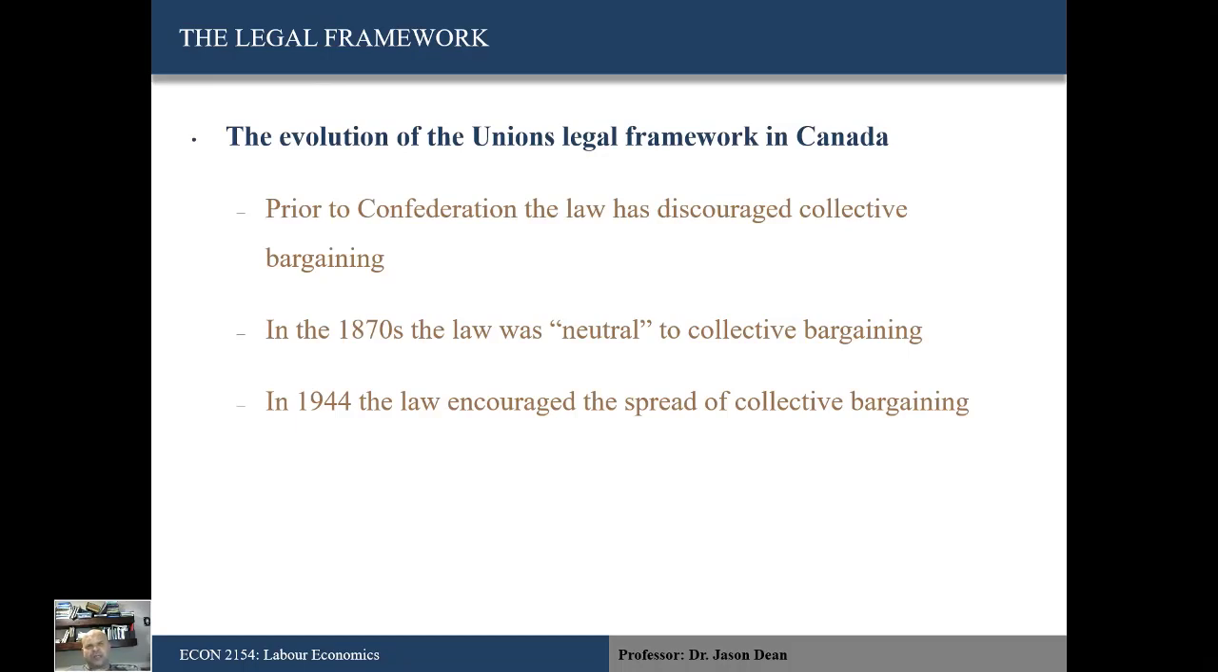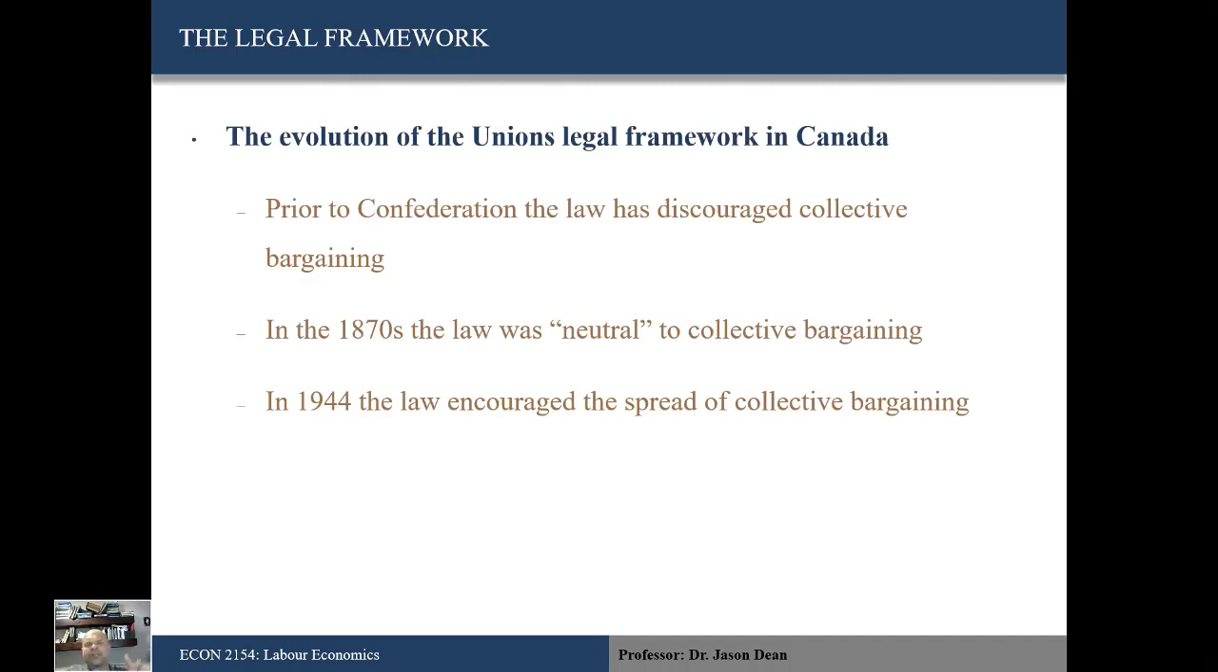The second phase, which began in and around the 1870s, was deemed a neutral phase. So the law was essentially neutral to collective bargaining. Many of the restrictions on collective action were removed. However, the law did not encourage or facilitate unionization. This neutral stance lasted in Canada until around 1944, when the wartime labor relations regulations were enacted. In this period, labor law facilitated union formation and, in turn, encouraged the spread of collective bargaining. So this was a turning point in the legal framework in terms of unions in Canada.